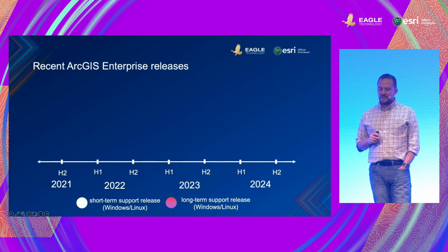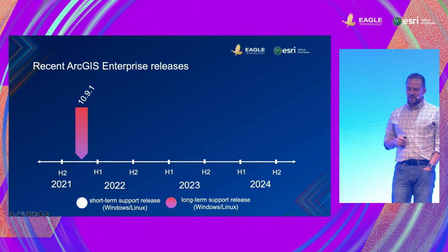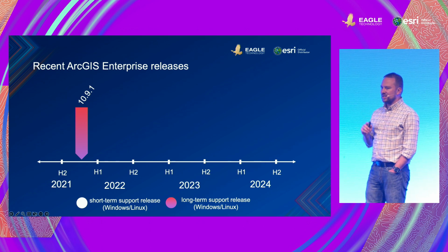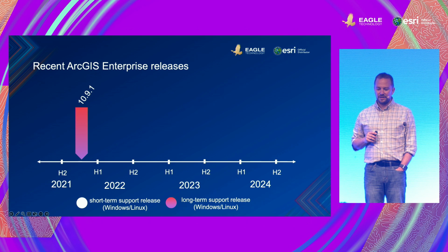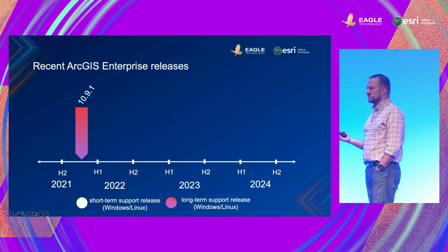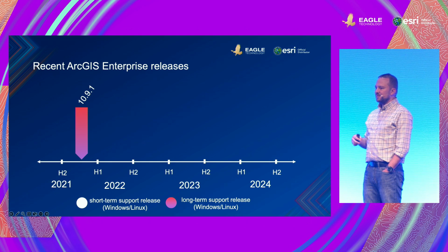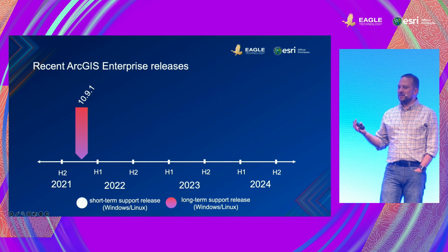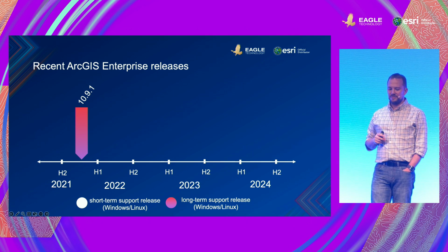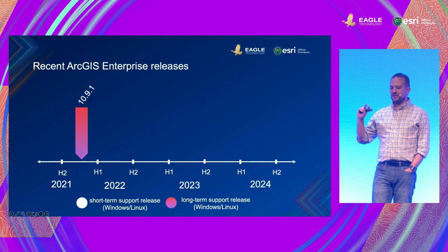I'll jump back ever so slightly here and talk about those enterprise releases. I already mentioned 11.2 and 11.3 and when they came out, but I wanted to touch on a topic that we often get questions about. In fact, I got some questions on this in a few meetings just earlier today. With ArcGIS Enterprise on Windows and Linux, we have a concept called short-term support releases and long-term support releases. And they're very self-descriptive things. Some of them are supported for a short amount of time, some of them are supported for a longer amount of time. We alternate between the two.